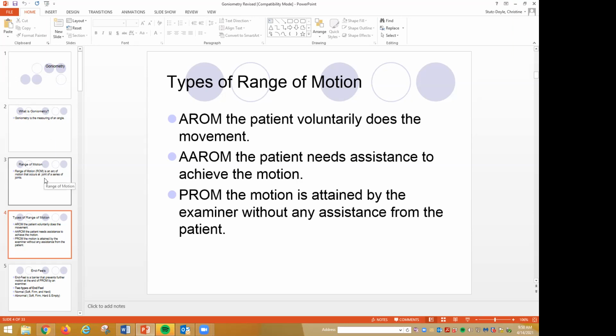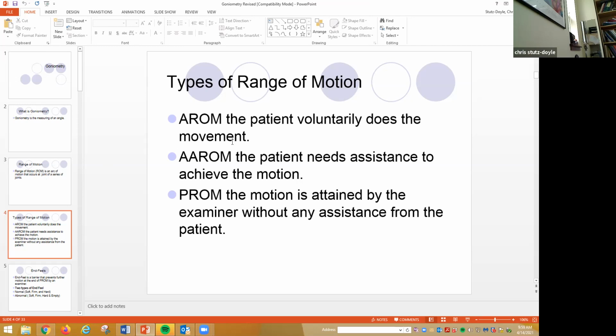Yep. All right. So active range of motion is when the person does the motion. Active assist is when there needs to be some assistance, whether it's from another person or from a machine. And passive range of motion is when the examiner has to do it completely and there's nothing the patient is doing. Passive range of motion is usually greater than active range of motion. Why is that? Because the arm is relaxed, there's no muscle input, there's no soft tissue restrictions, etc. So passive range of motion will be greater than active range of motion.